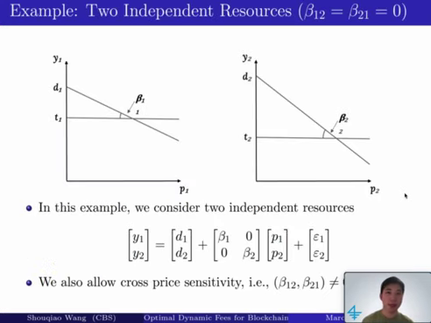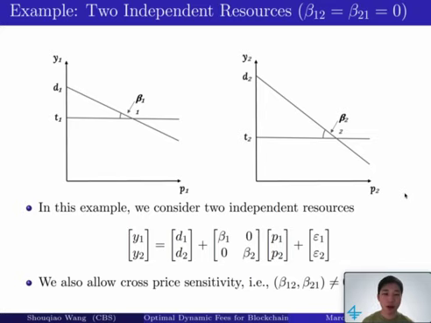And here is an example of the two-dimensional independent resources. You can see the decreasing linear functions in these two graphs are the demand curves of these two resources respectively. T1 and T2 are their corresponding targets. And this is the case when the cross price sensitivity parameters beta 1,2 and also beta 2,1 are both 0.